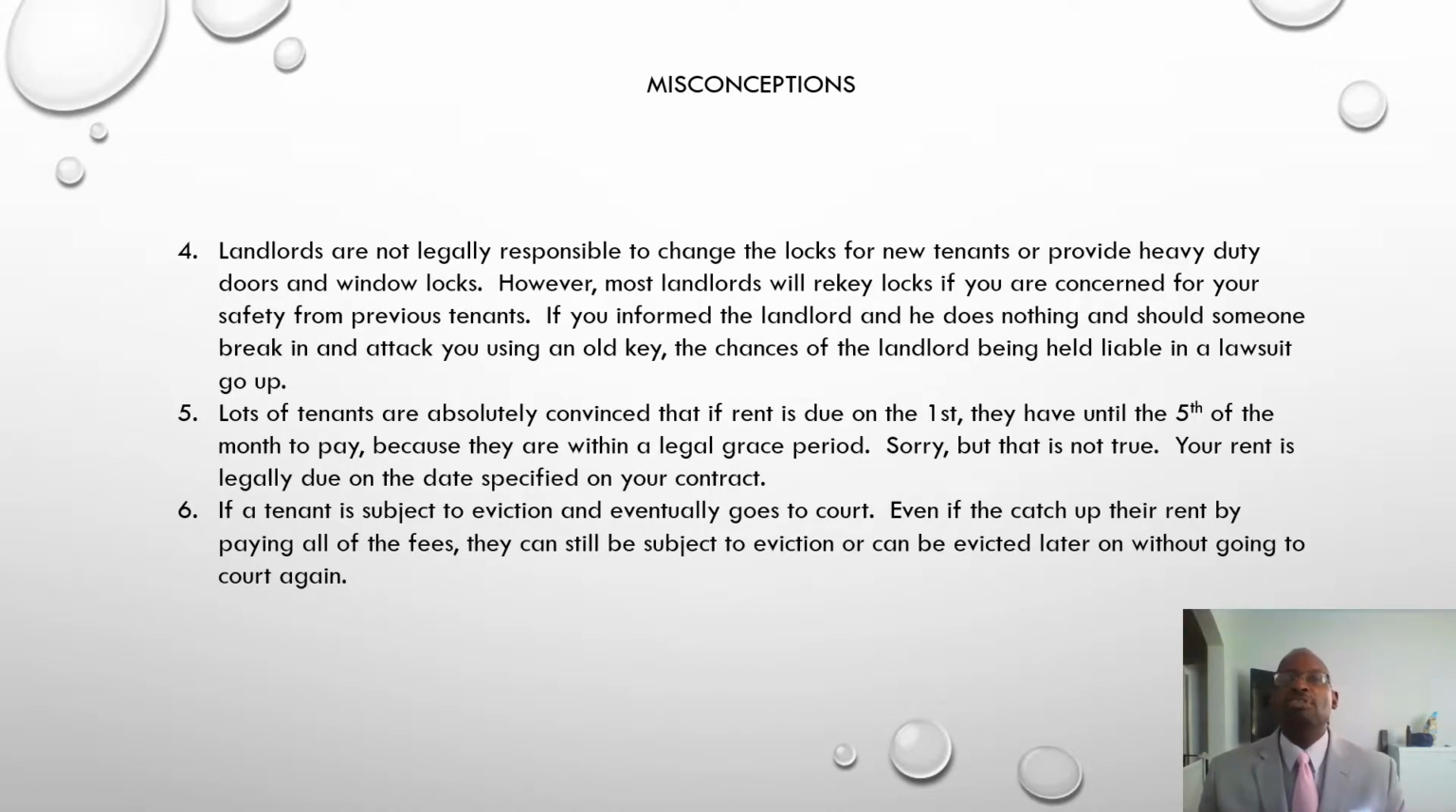Landlords are not legally responsible to change the locks for new tenants or provide heavy-duty doors or windows or locks. However, if you fear for your safety, you have to inform the landlord, and if he does nothing, and should someone break in and attack you with an old key, the chances of the landlord being held liable in a lawsuit go up.